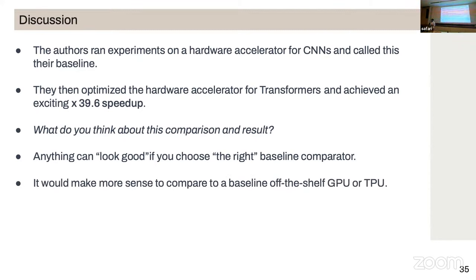It would probably make more sense to compare a baseline for off-the-shelf GPU or TPU, because that's where models, transformers, are usually run, and not on a CNN-specific accelerator. It's kind of a strange comparison.